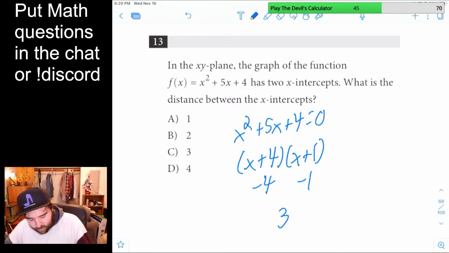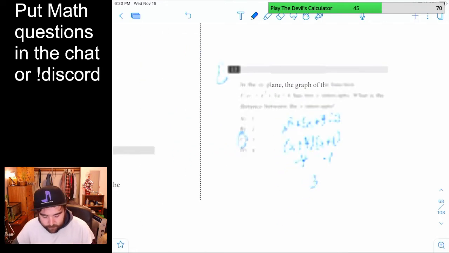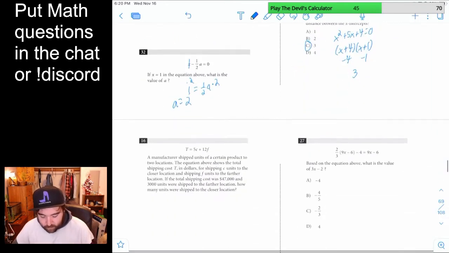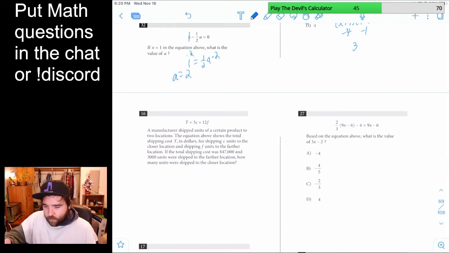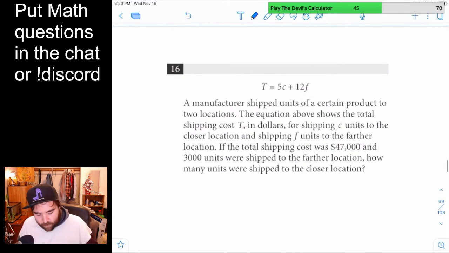Yeah, so maybe there's not a good option to do that quickly. You actually have to do it, but it's super easy. You find your x-intercepts, negative 1 and negative 4. The distance between those is 3. Wow, my microphone was in a weird position. Anyway, so on to the next page.